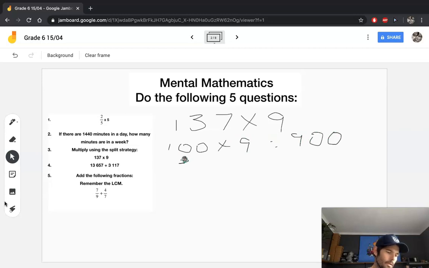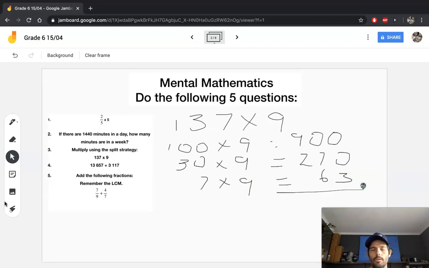30 times 9, 270, and then 7 times 9, 63, and I'll put the answer down in the corner. Just worried about my cutout blanking out the answer. And once you've added all of that together, you should get 1,233.